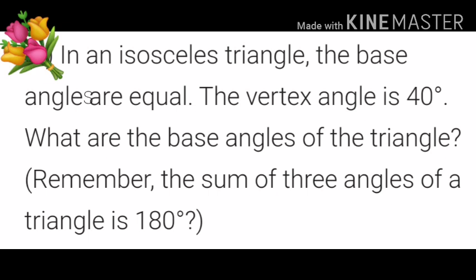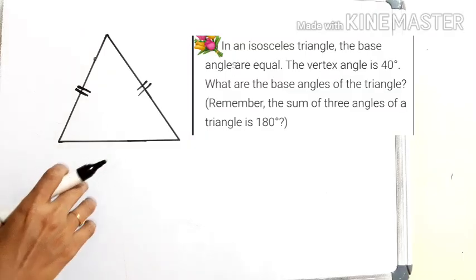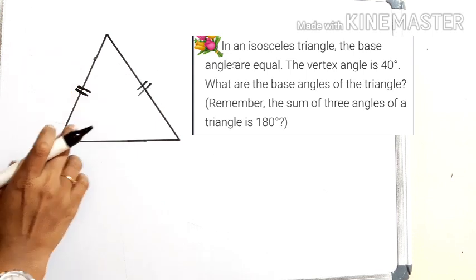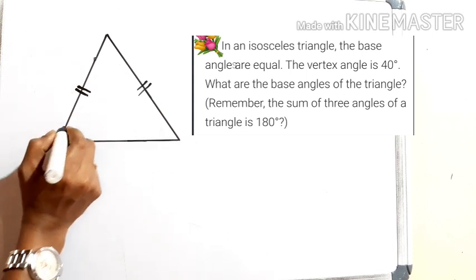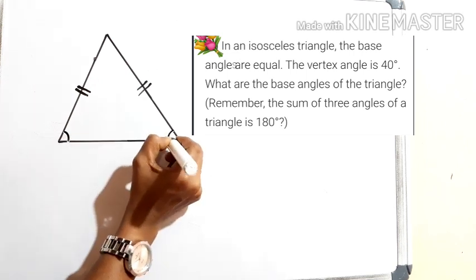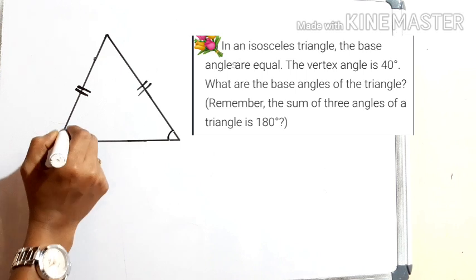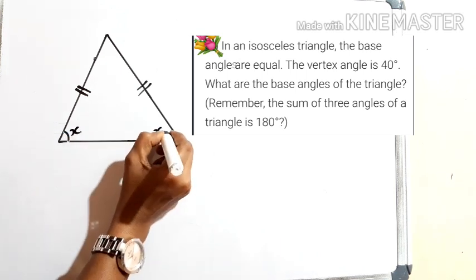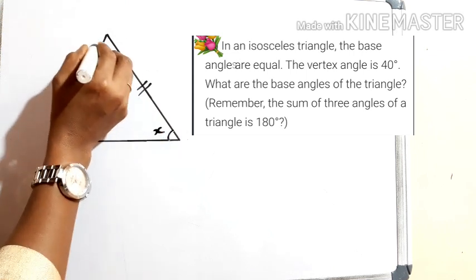In an isosceles triangle, the base angles are equal. The vertex angle is 40 degree. What are the base angles of the triangle? In an isosceles triangle, two sides are equal and base angles are also equal. Here, these two angles, these two are base angles, are equal. If it is x, we can write here also x, right? Then what about this angle?